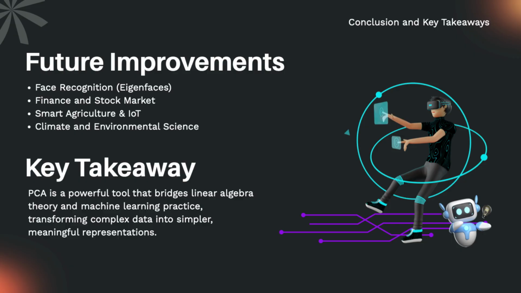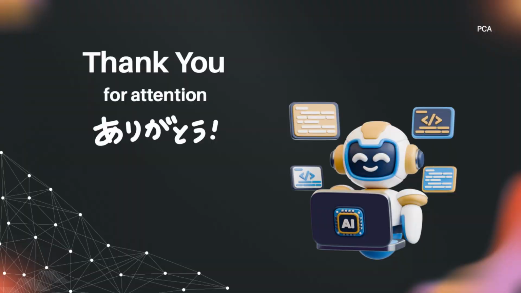And lastly, our key takeaway is that PCA is a powerful tool that effectively bridges linear algebra theory and machine learning practice, transforming complex data into simpler, more meaningful representations. With all of that, we conclude our analysis of principal component analysis. We hope we have clearly demonstrated how this technique is indispensable for navigating the complexity of modern data.